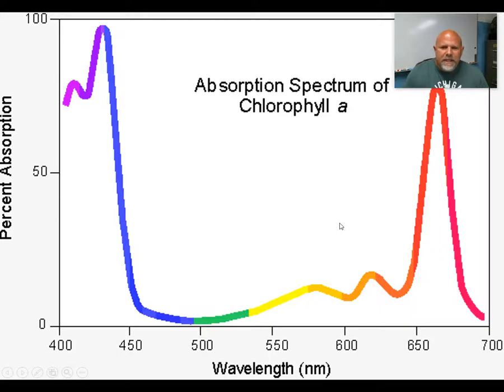The following presentation will be on the light reaction of photosynthesis. So this is the absorption spectrum of chlorophyll A. You can see it absorbs really well in the violet and blue, not so well in the green, and pretty good in the red area.